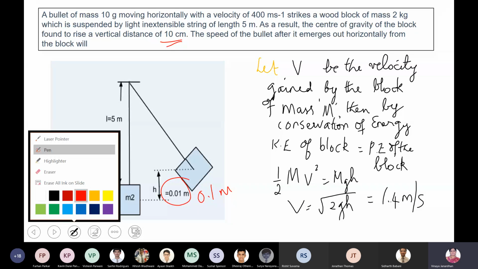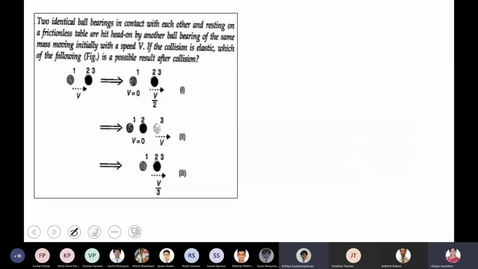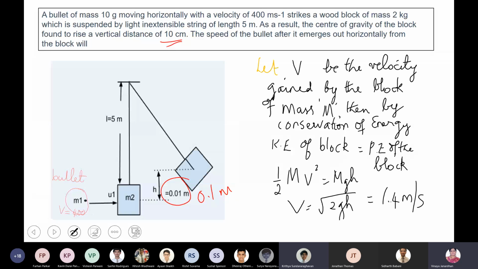Where it is 1.4, right? Because the answer will come as root 2 if you take gravity as 10. M1 is a bullet which is moving with a speed of 400 meters per second, and it hits a wooden block which is suspended. Now this is at rest. The wooden block is at rest.